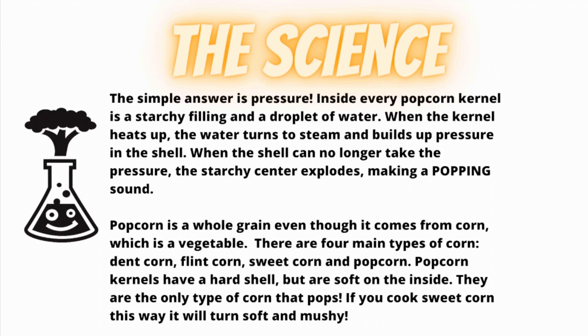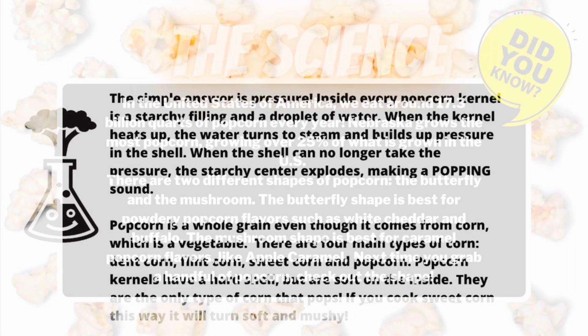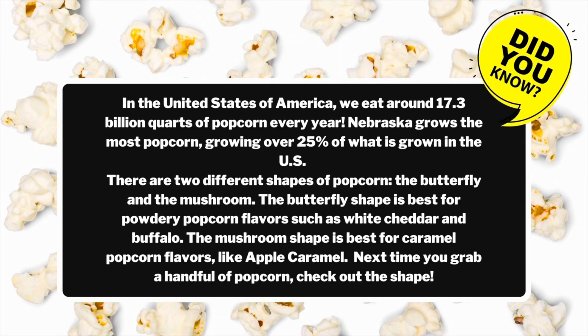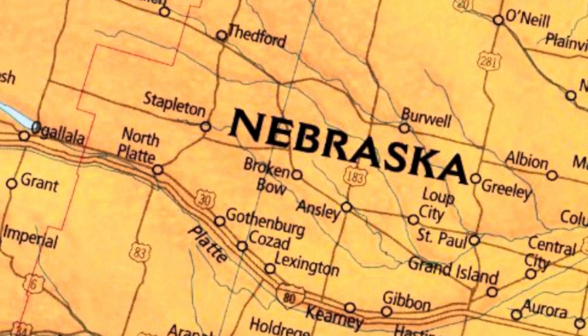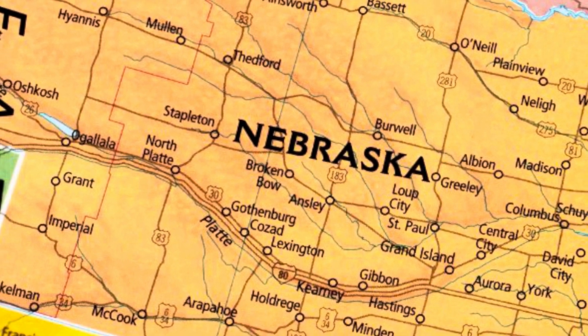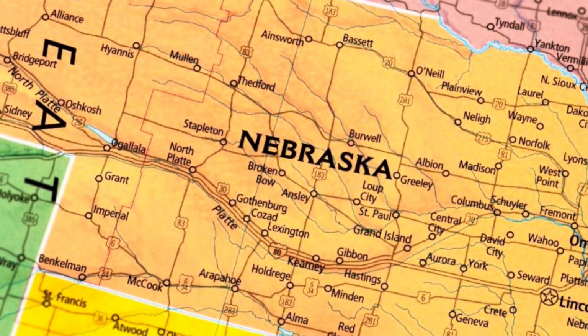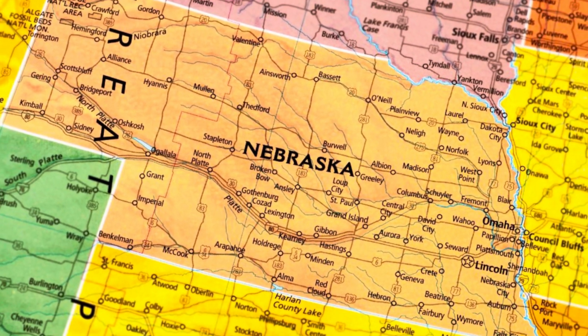They are the only type of corn that pops. If you cooked sweet corn the way you cooked popcorn, it would turn soft and mushy. Fun fact, did you know? In the United States of America, we eat around 17.3 billion quarts of popcorn every single year. Nebraska grows the most popcorn, growing over 25% of what's grown in the U.S.